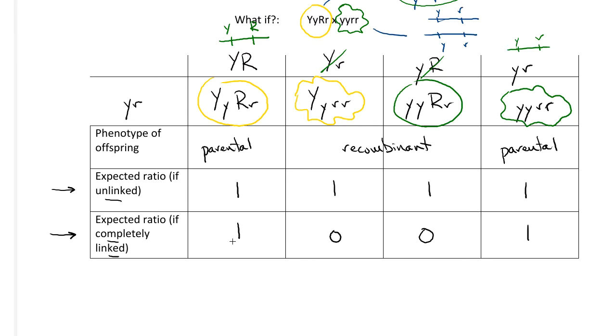So instead of just having the completely linked situation like we have here with the 1 to 0 to 0 to 1 ratio, Morgan observed things like this, a 1 to 0.2 to 0.2 to 1 ratio, where we have much fewer of the recombinants than the parental phenotypes, but we still have some. So what's going on there?